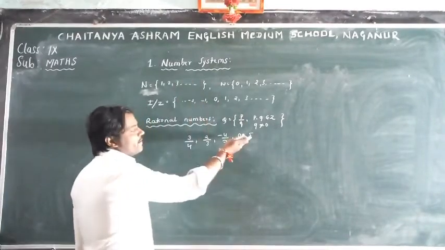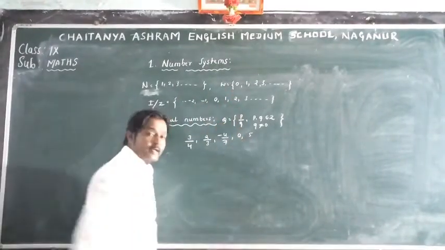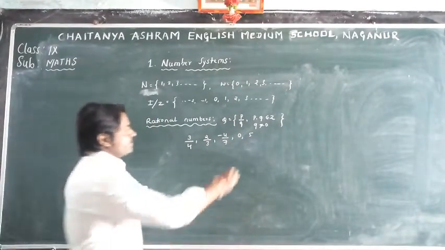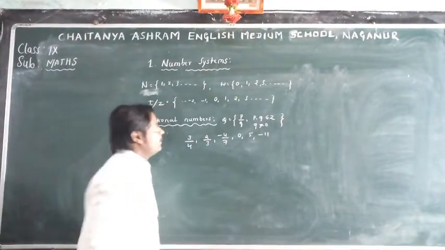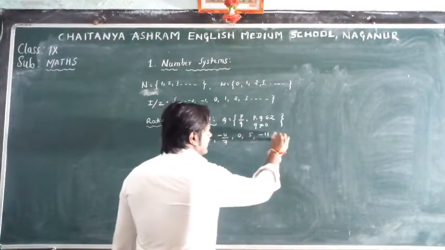Every natural number is a rational number. Every whole number is a rational number. And -11. Every integer is a rational number. This we learned.